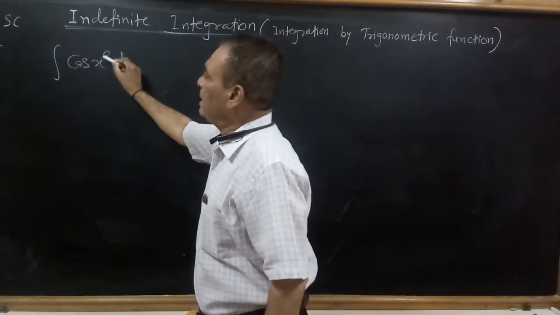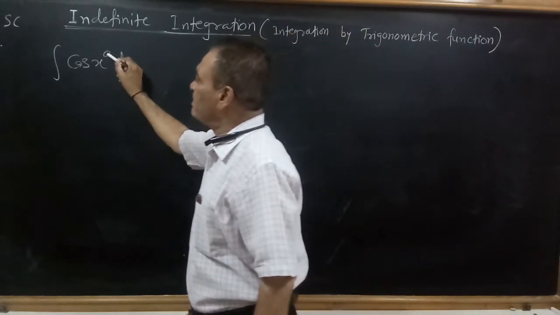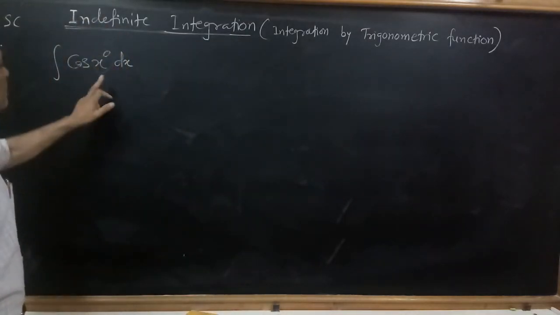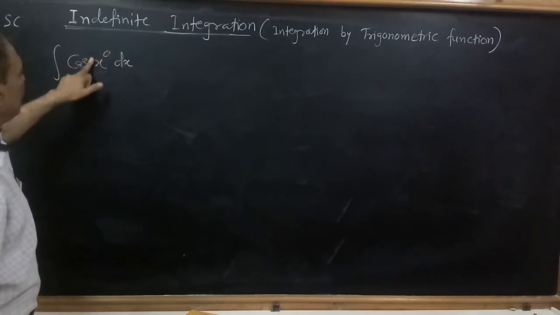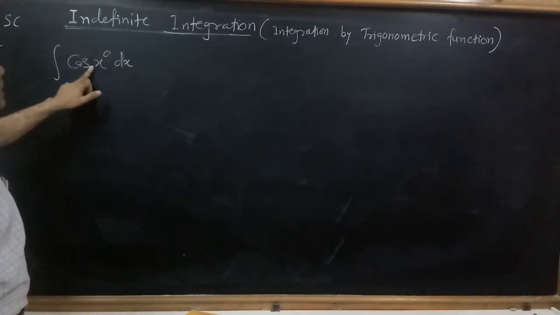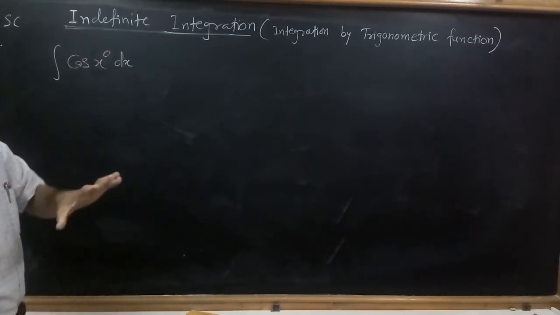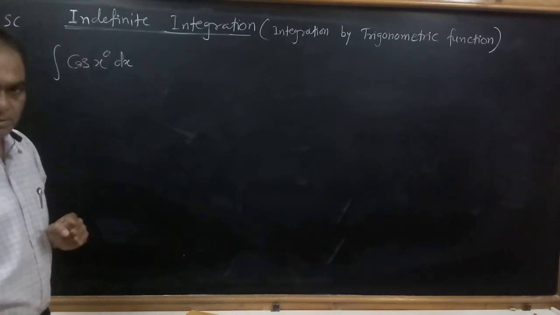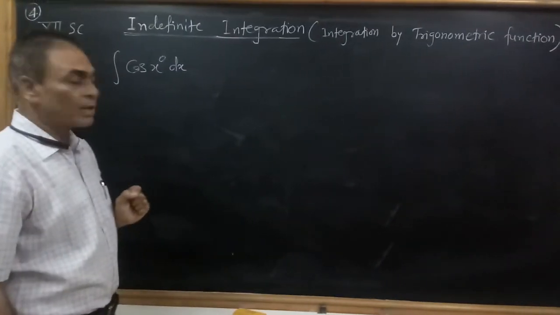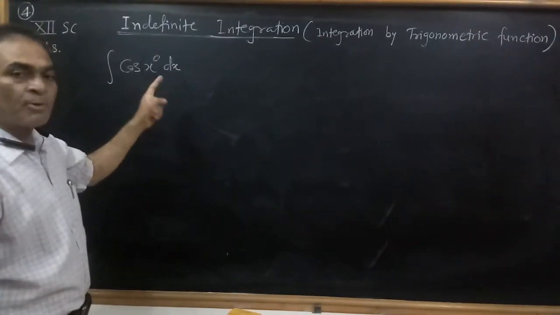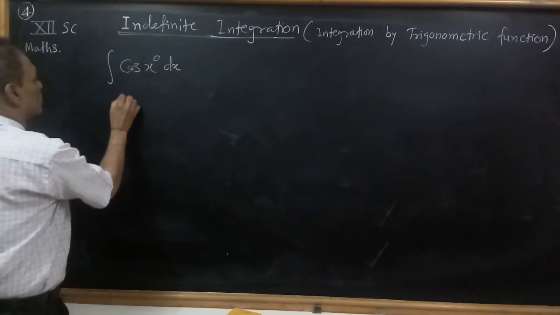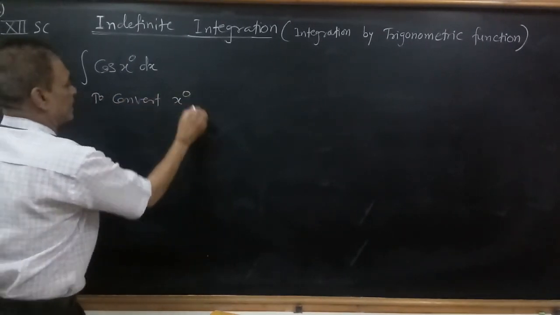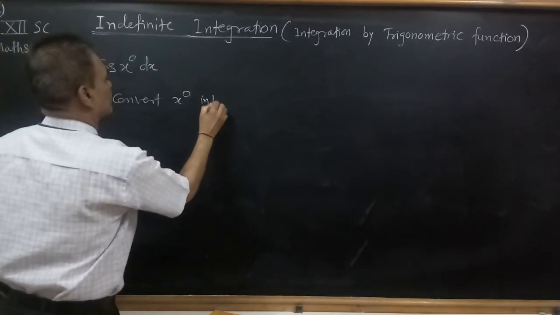With x degree, you can't find the limit, and you can't find the derivative also. In x degree we can't find integration also. That's why, first of all, convert x degree into radians.